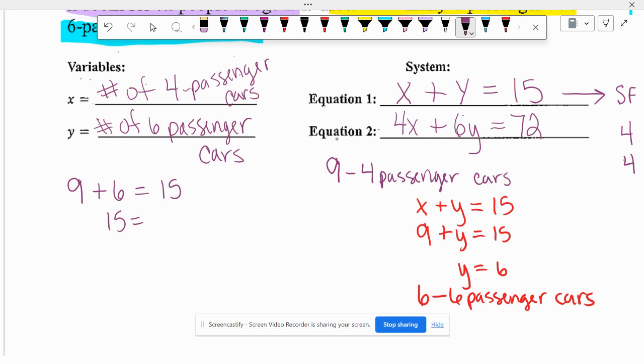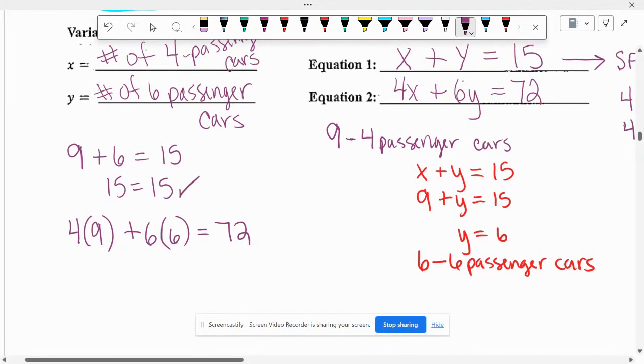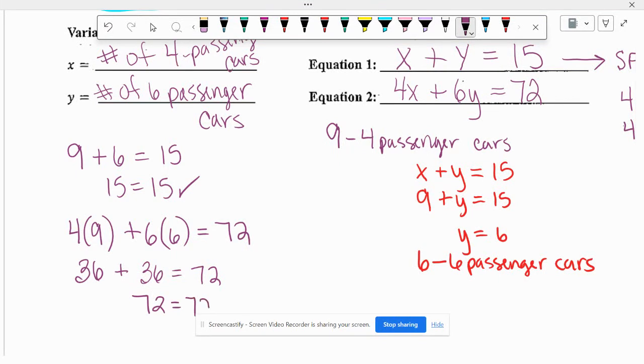So 9 plus 6 equals 15. 15 equals 15. That's the first check, and it works. 4 times 9, number of 4-passenger cars, plus 6 times 6, number of 6-passenger cars, better equal 72. Let's see. 4 times 9 is 36, and 6 times 6 is 36, and 36 plus 36 is 72. So it works.